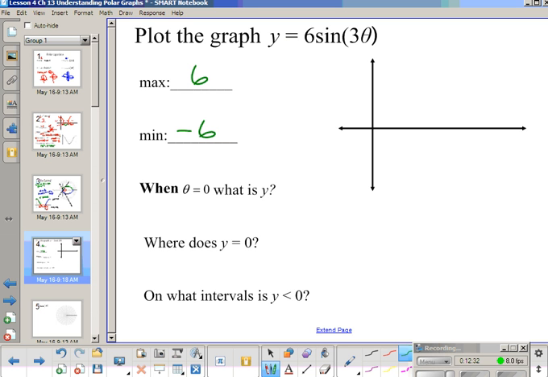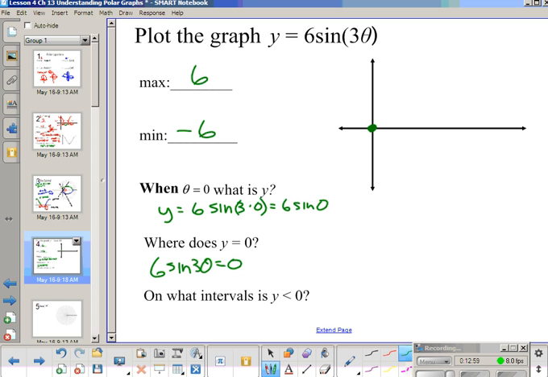Again, I want to know where I am starting. So when theta is 0, what is y? Well, y is 6 sine of 3 times 0, or 6 sine of 0, and sine of 0 is 0. So at 0 degrees, I am starting on the sinusoidal axis, which is on the x-axis in this case, because I haven't done any shifting up or down. Where does y equal 0 is my next question. So I say 6 sine 3 theta is 0.